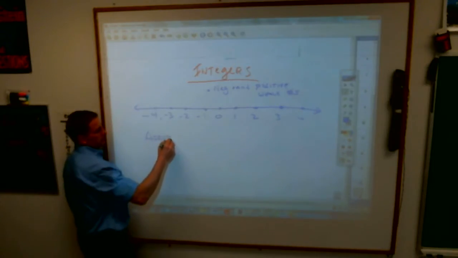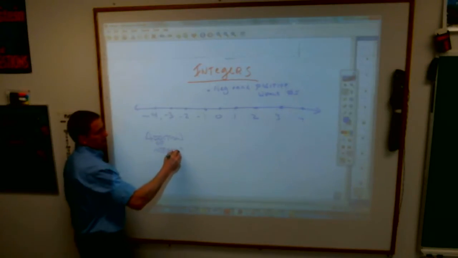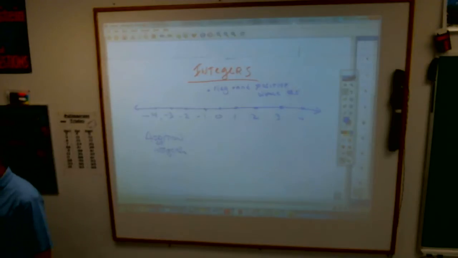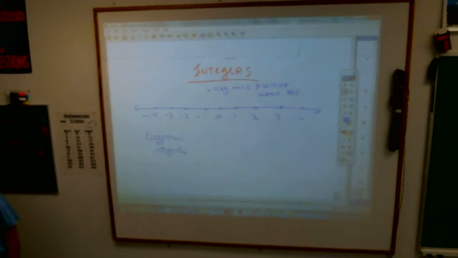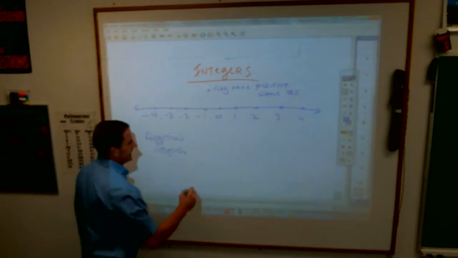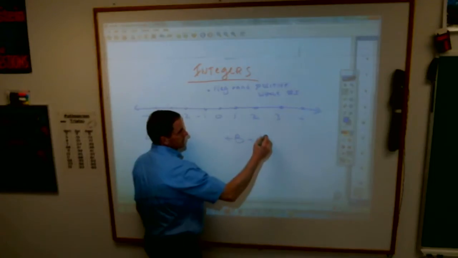The addition of integers. For example, what happens if you have positive 8 plus a -5? Positive 8 plus a -5.